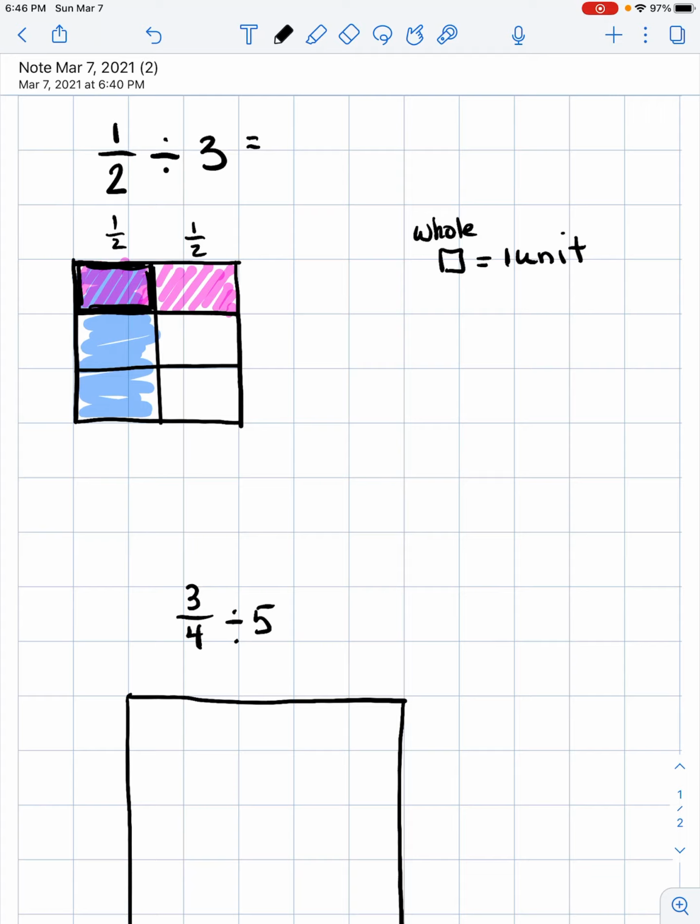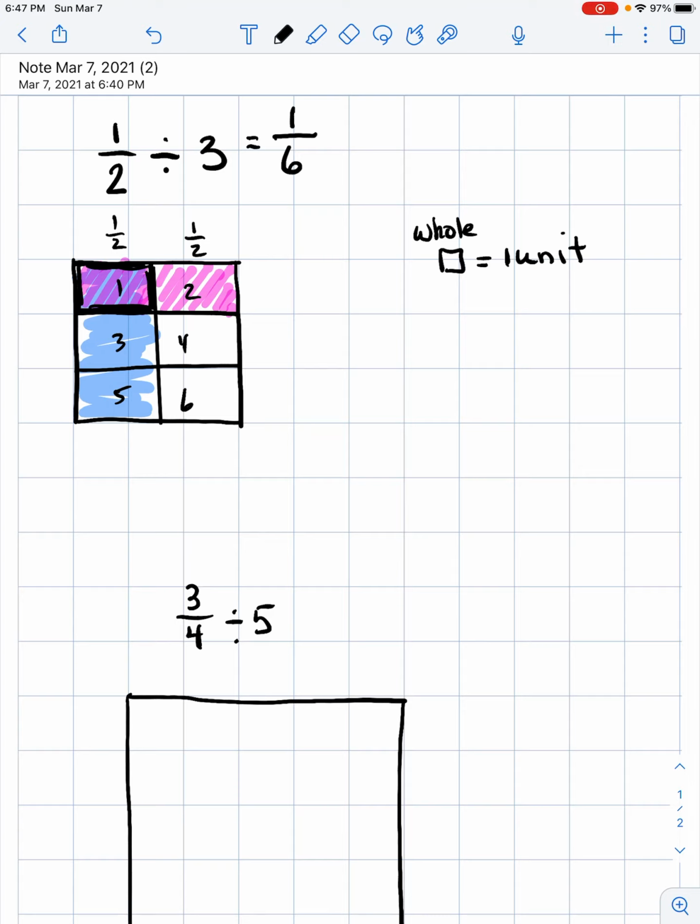And what is my answer going to be? Well, from the model, and if you remember back to multiplication, the double shaded part is the part I'm interested in. And that is, in this case, 1 piece out of, and our denominator is going to be the total number of pieces. Okay, because a fraction is always part of the total, and we have 6 pieces. Now, that means that 1/2 divided by 3 is equal to 1/6.